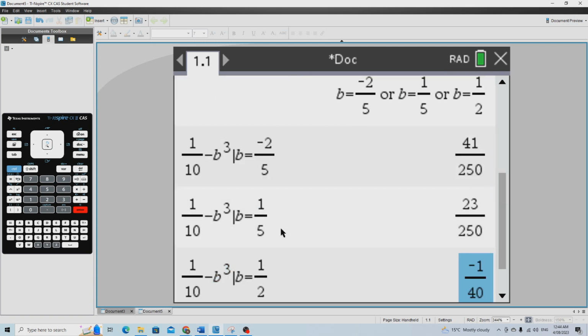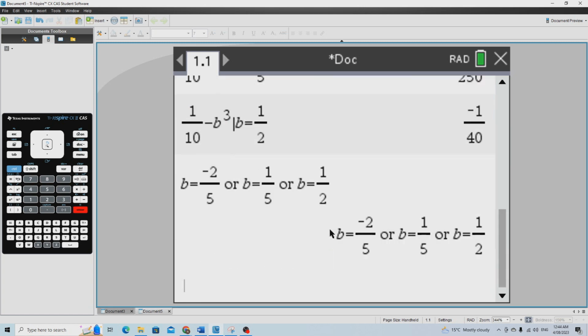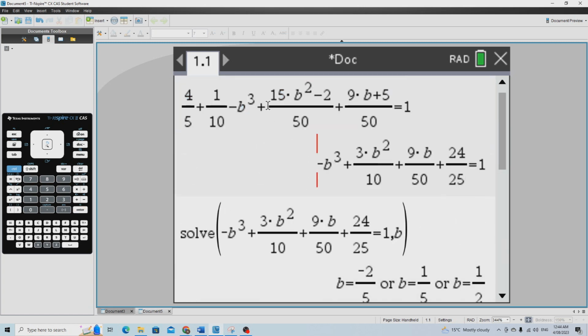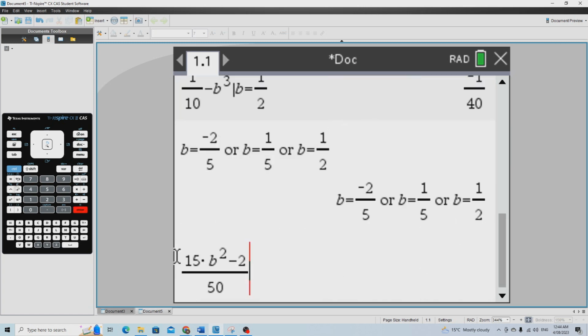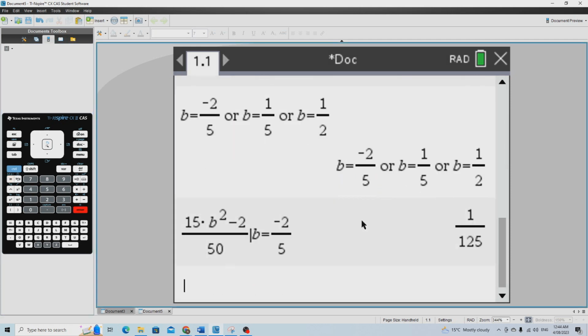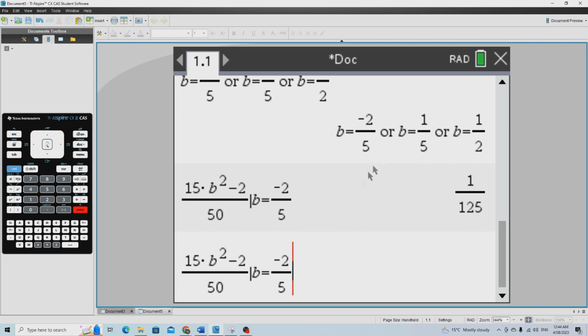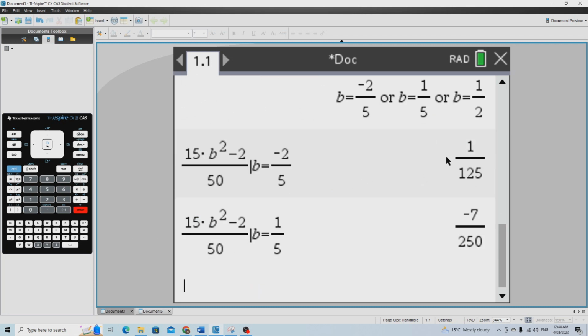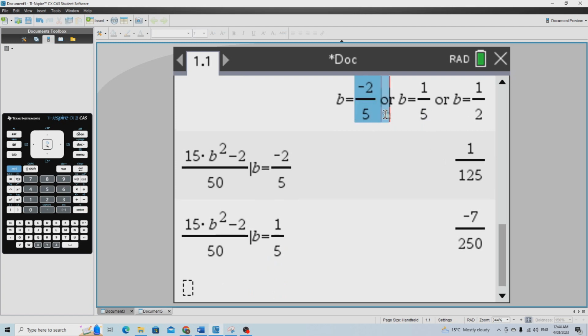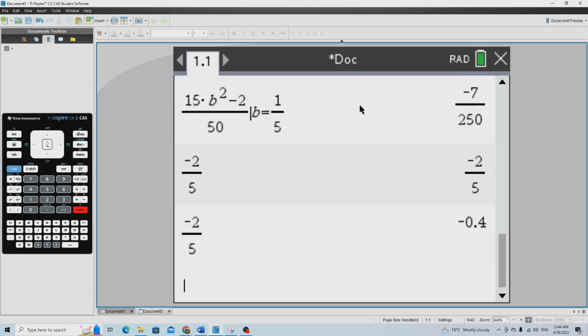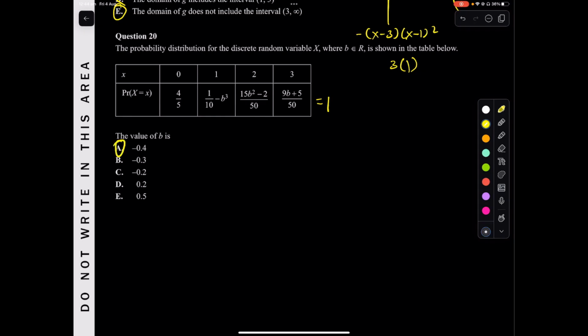Let's try on another function. I just want to bring this over down here. And let's try now this function over here. Okay. So, it can only be these two. So, okay, that's good. Okay, so it can only be negative 2 over 5, which is, what is negative 2 over 4? Wait. Okay, negative 0.4. So A is your answer.